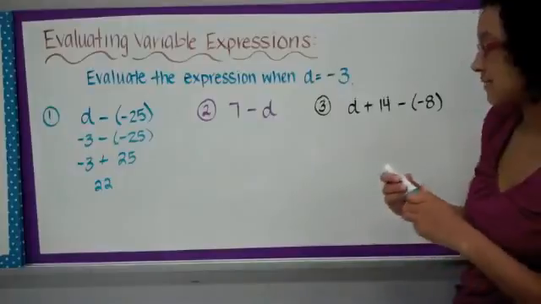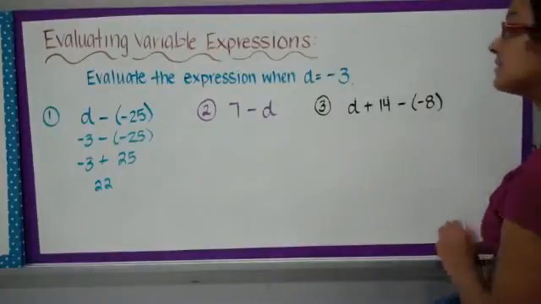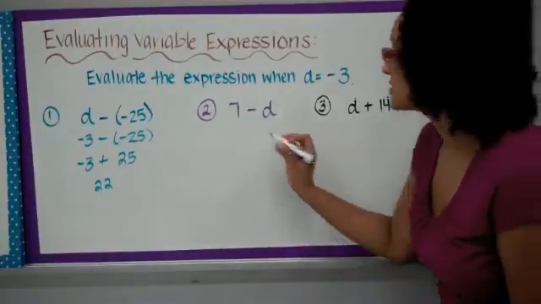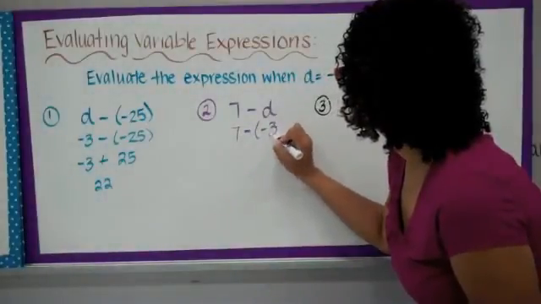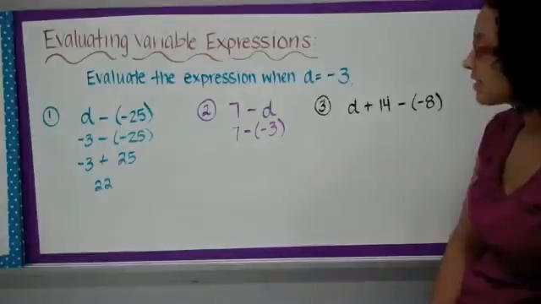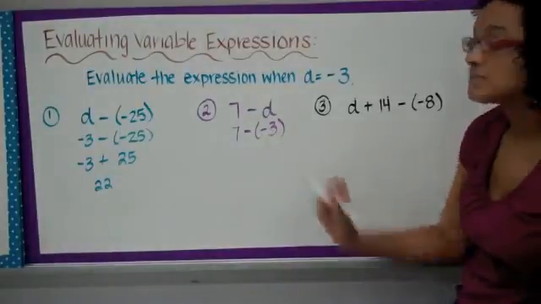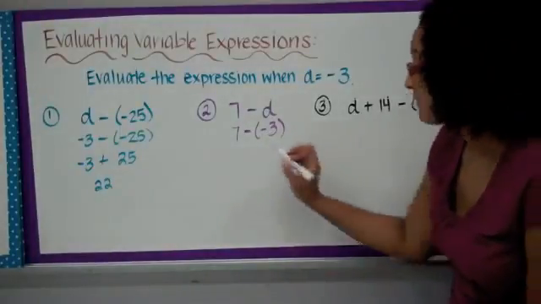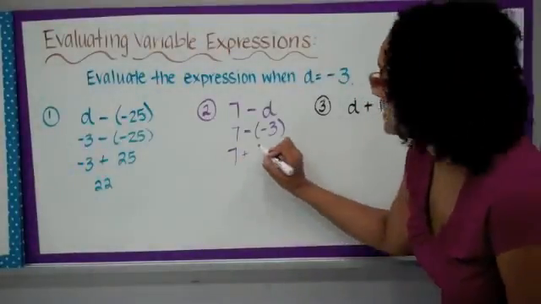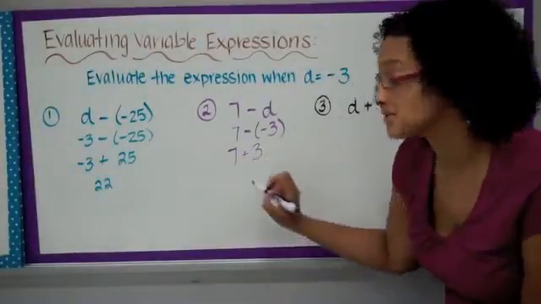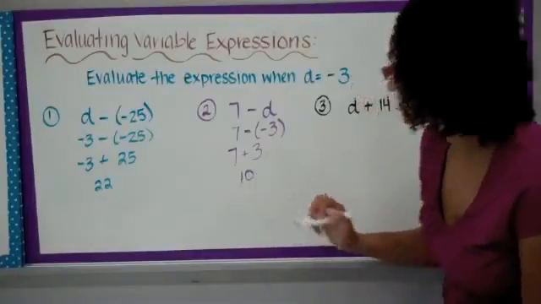For my next problem, 7 minus d, I'm going to substitute first. 7 minus negative 3. Subtraction, I need to make it an addition problem. So 7 plus the opposite of negative 3, which is 3, and that's easy enough to solve. That'll just give me 10.